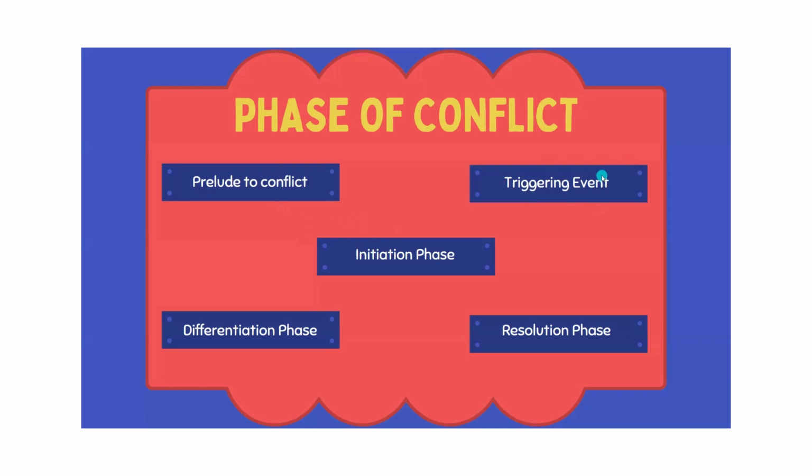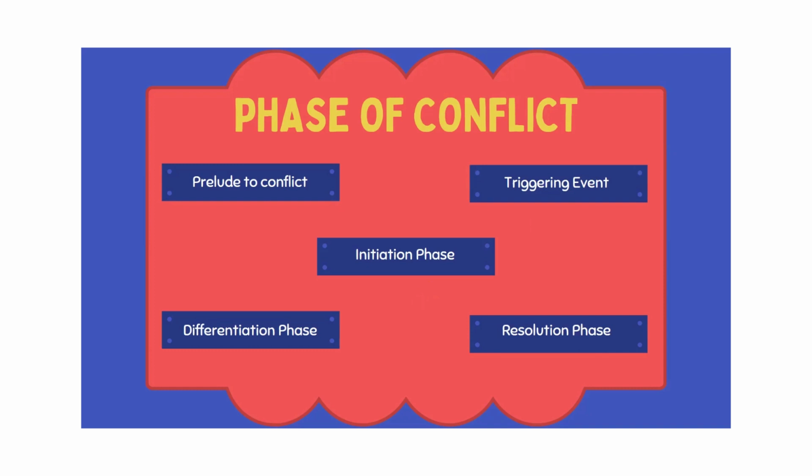And next is the triggering event. The conflict cannot arise on its own. There has to be an event which triggers that conflict. Jenny and Ali, for example, never got along very well with each other. They came from different cultural backgrounds, a very strong factor for the possibility of conflict. Ali was in the middle of a presentation when Jenny stood up and criticized him for the lack of relevant content in his presentation, thus triggering the conflict between them. That is an example of that. And that is the initiation phase.